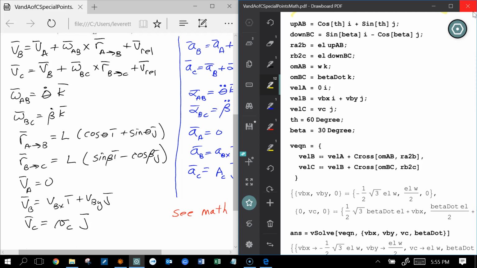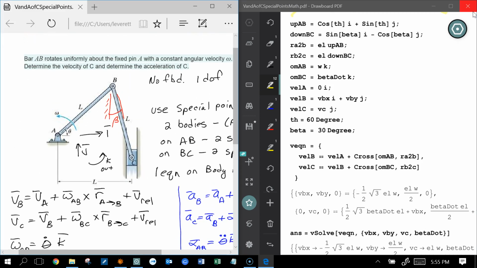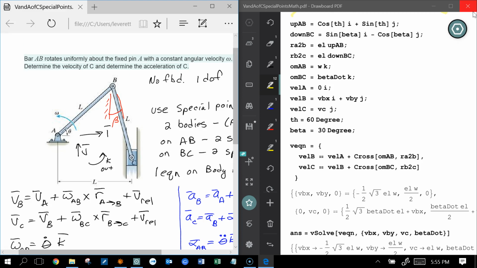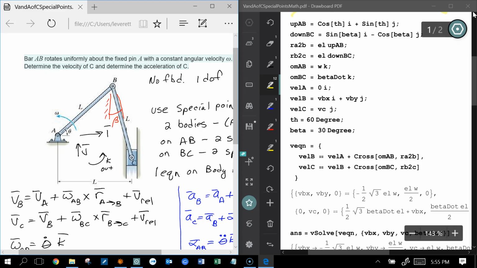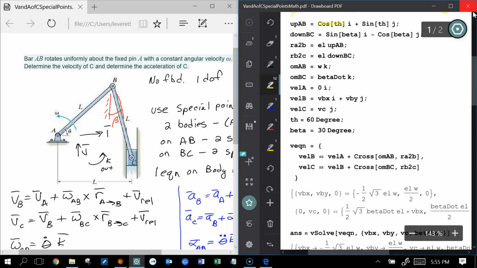Okay. So what I did was I came in, and in order to make my typing a little easier, I put in some directions, right? So I have a direction that I'm calling up AB. So over here on the left, up AB is going to point along from the A to the B vector, right? It's going to go upwards from A up to B. So if you notice what I've done over here, that is going to be the cosine of theta i, cosine theta i, and it's sine theta j, right?